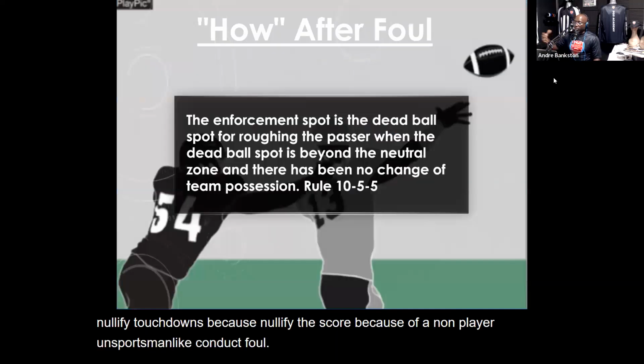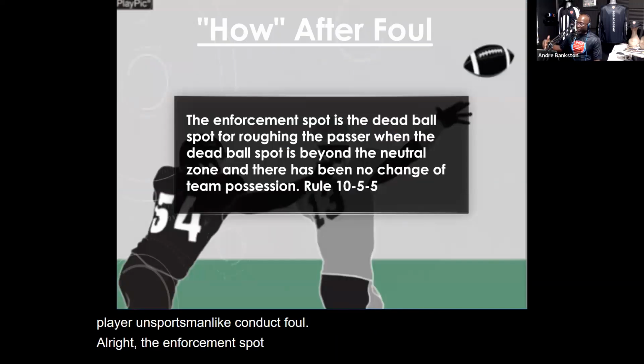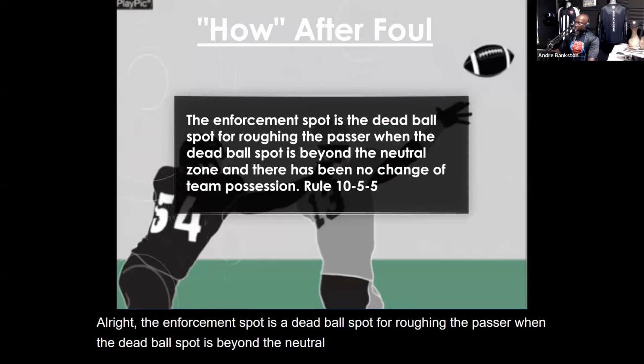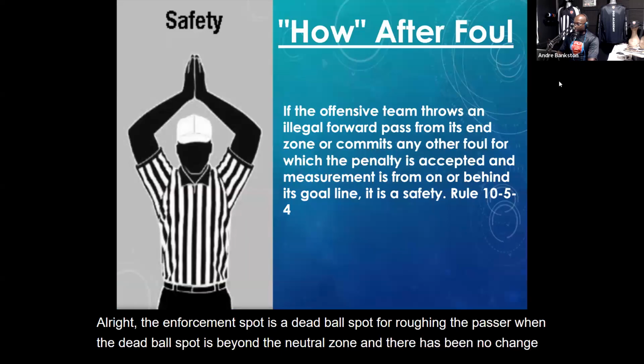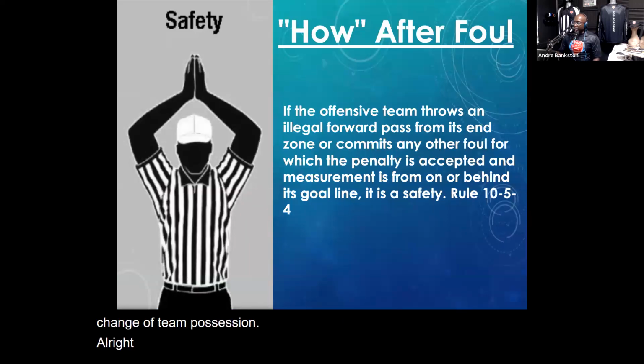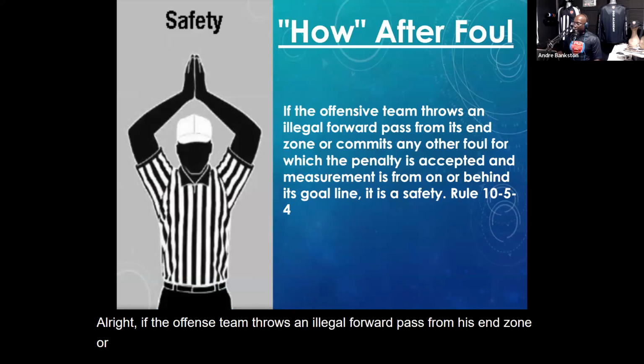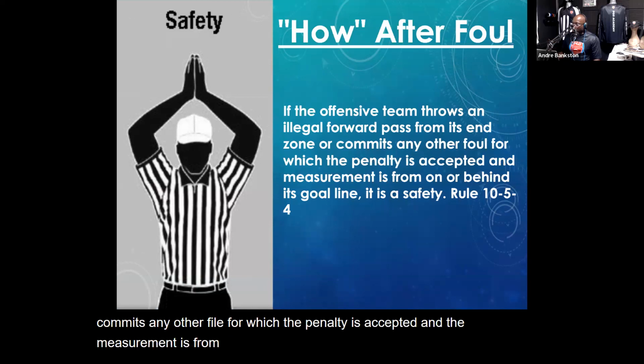The enforcement spot is the dead ball spot for roughing the passer when the dead ball spot is beyond the neutral zone and there has been no change of team possession. If the offensive team throws an illegal forward pass from its end zone or commits any other foul for which the penalty is accepted and the measurement is from on or behind the goal line, it is a safety.